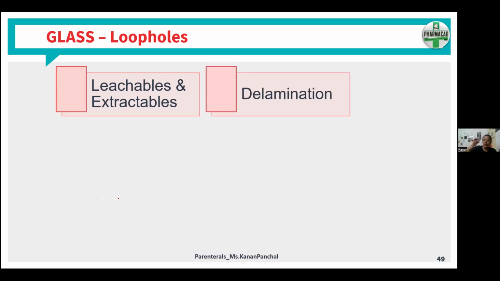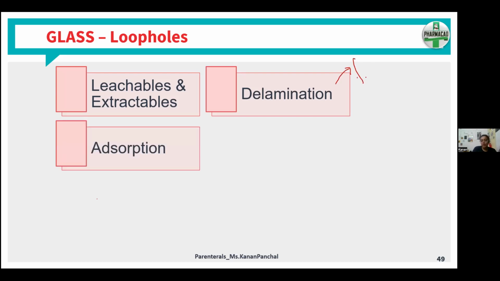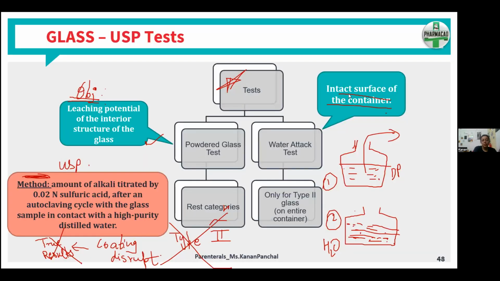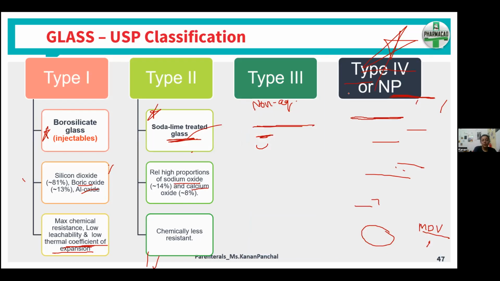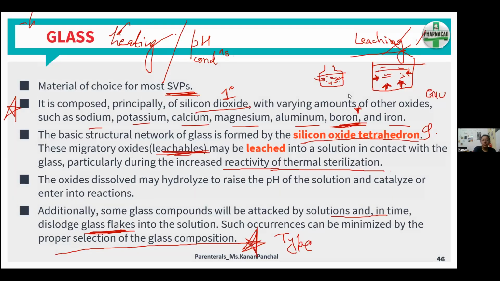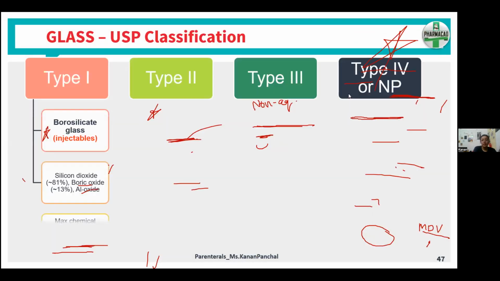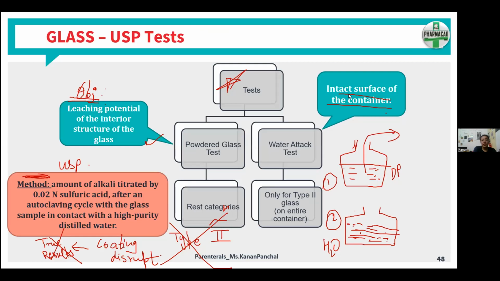Then is your delamination. Delamination is nothing but the flaking of the glass. All right, flaking of glass. That is your delamination. Your glass will keep on coming out. There's one term which I'm missing. Yeah, it's that one. Okay, so that is your delamination.